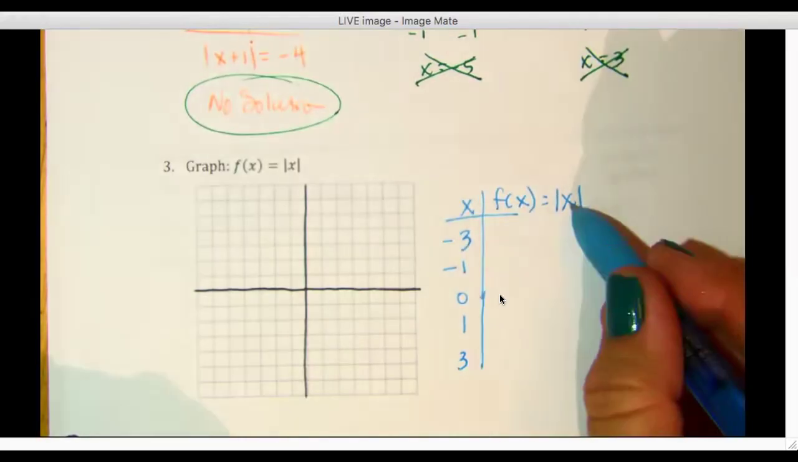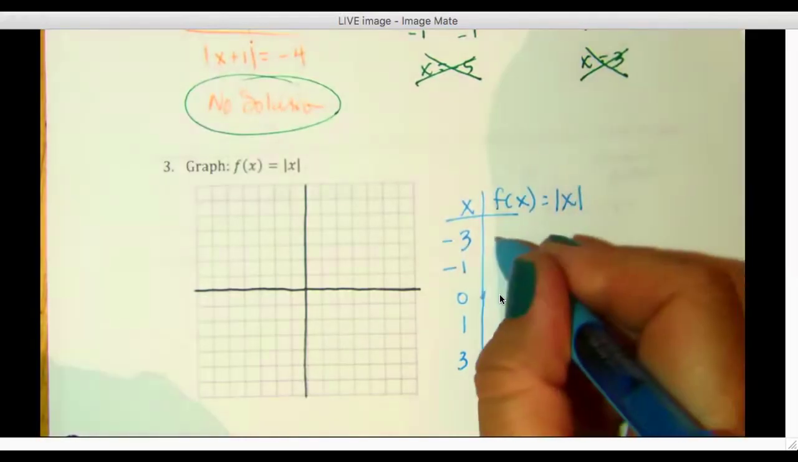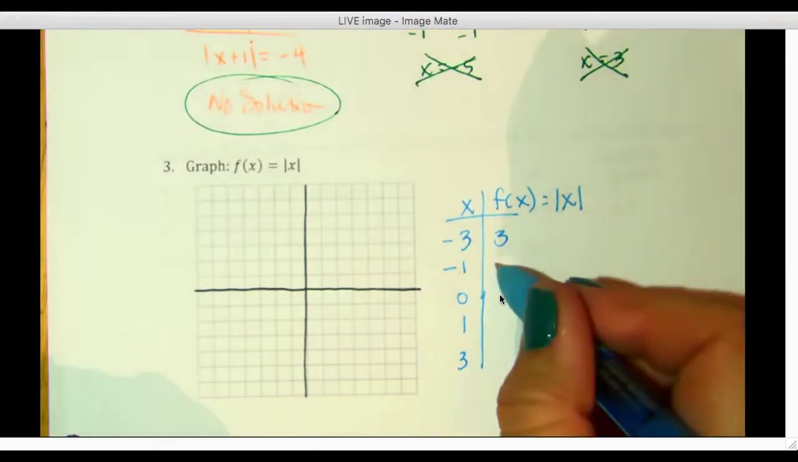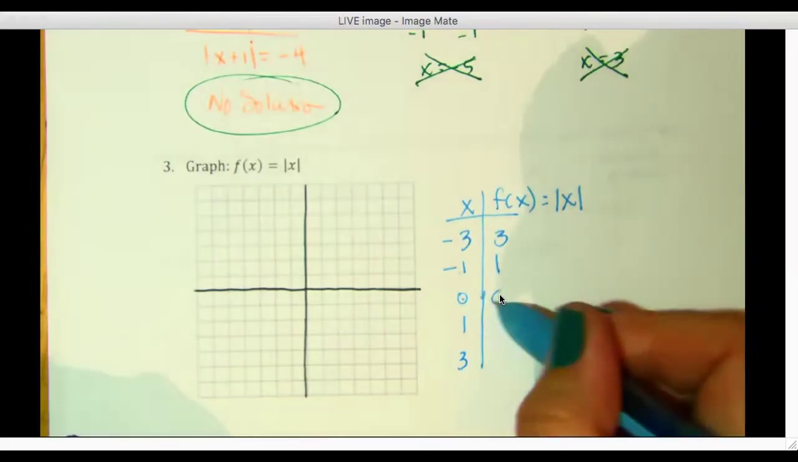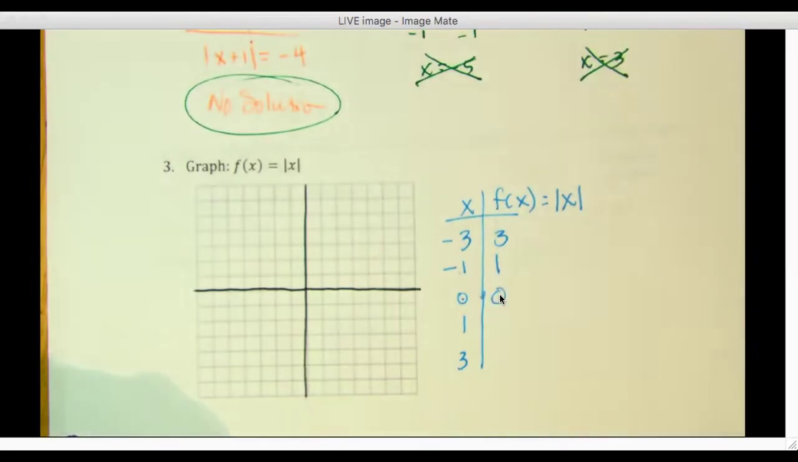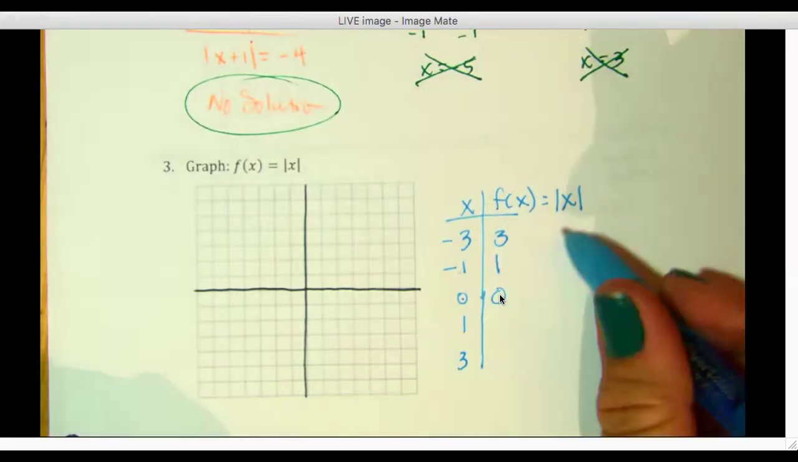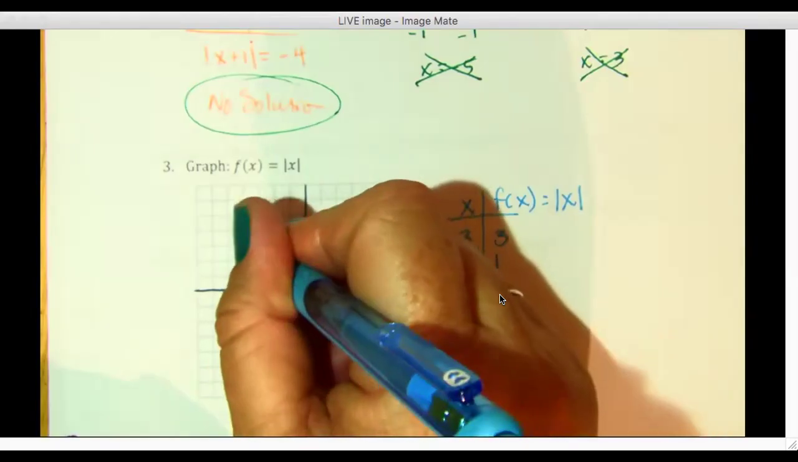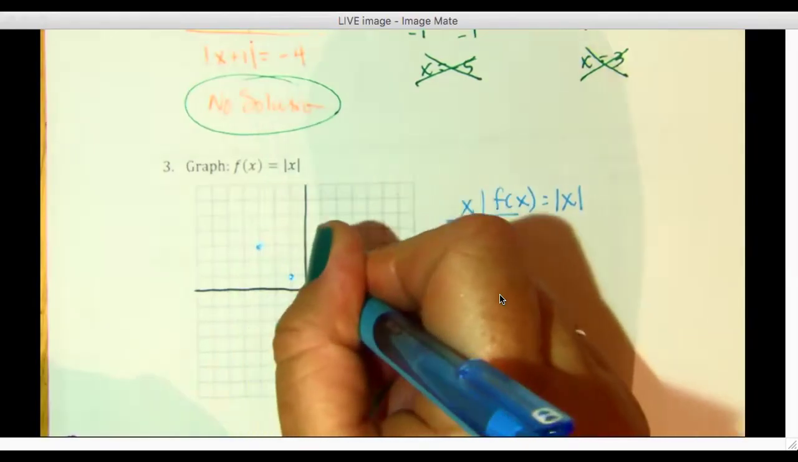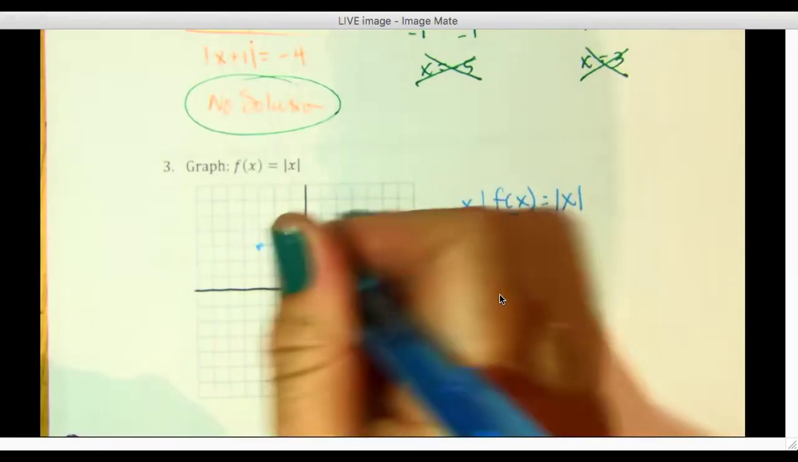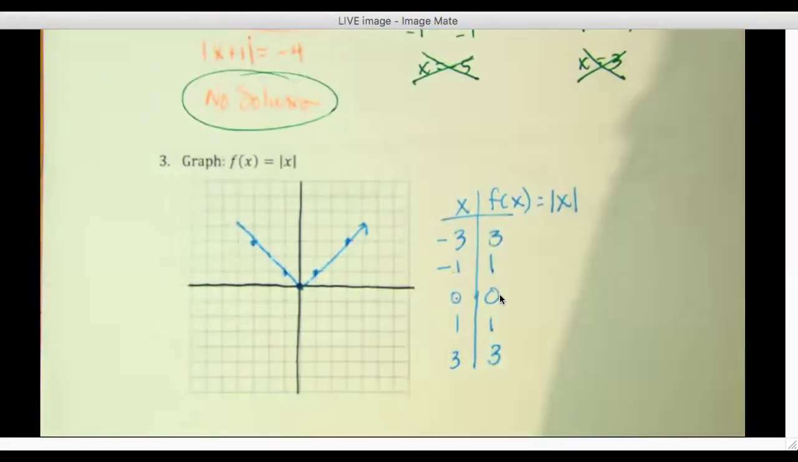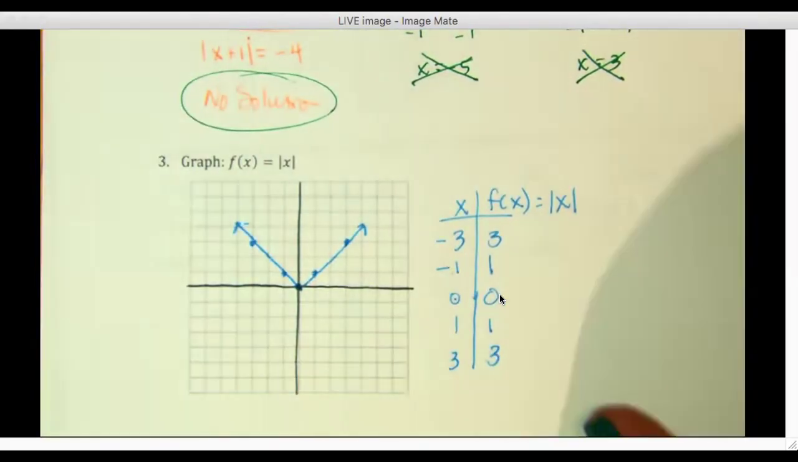So when I plug in -3, the absolute value of -3 is 3. That's the distance from 0. Plugging in -1, we get 1. Plugging in 0, well, the distance from 0 of 0 is 0. It's on 0 already. Plugging in 1, we get 1 and 3, 3. So -3, 3, -1, 1, 0, 0, 1, 1, and 3, 3. And we get these sharp lines here. And that is the graph of our absolute value function.